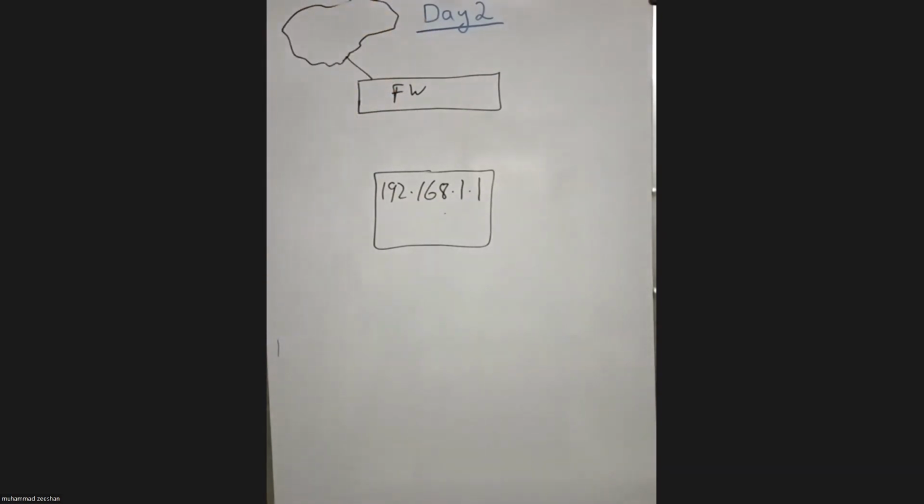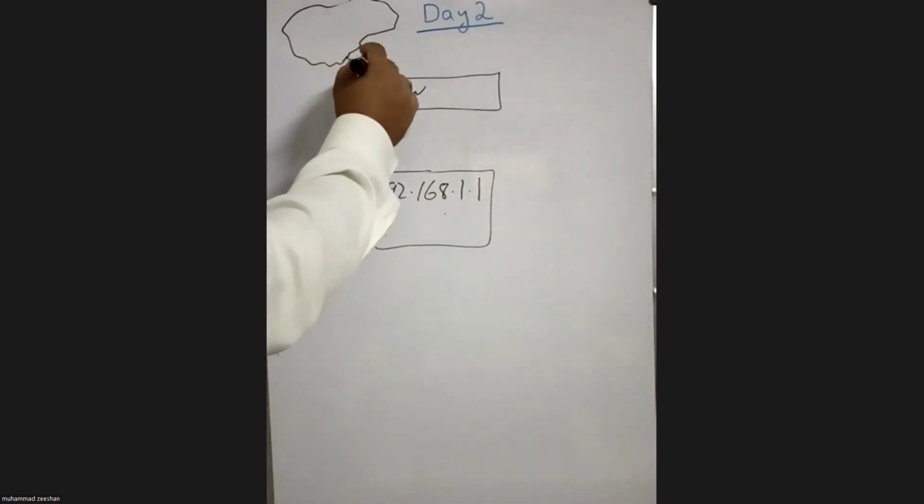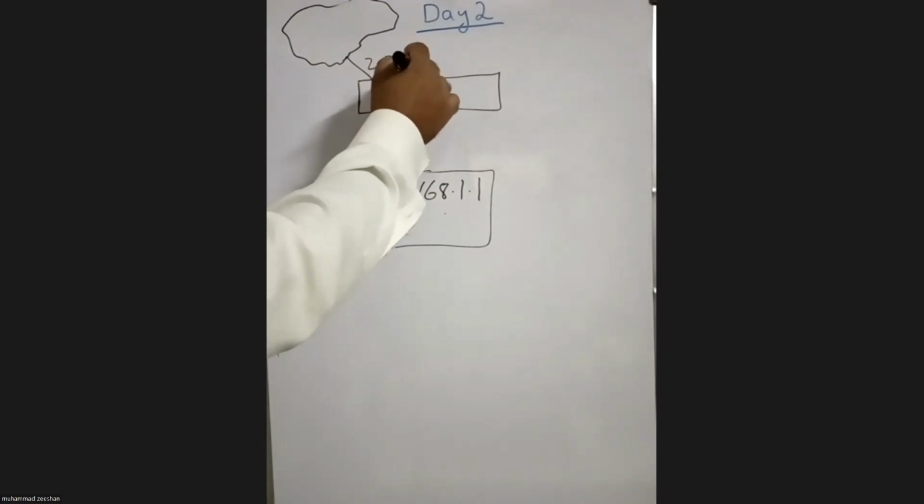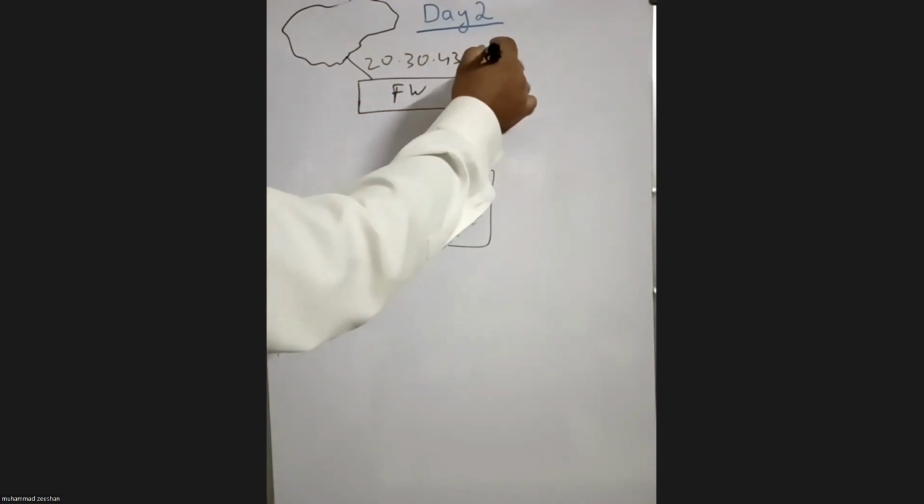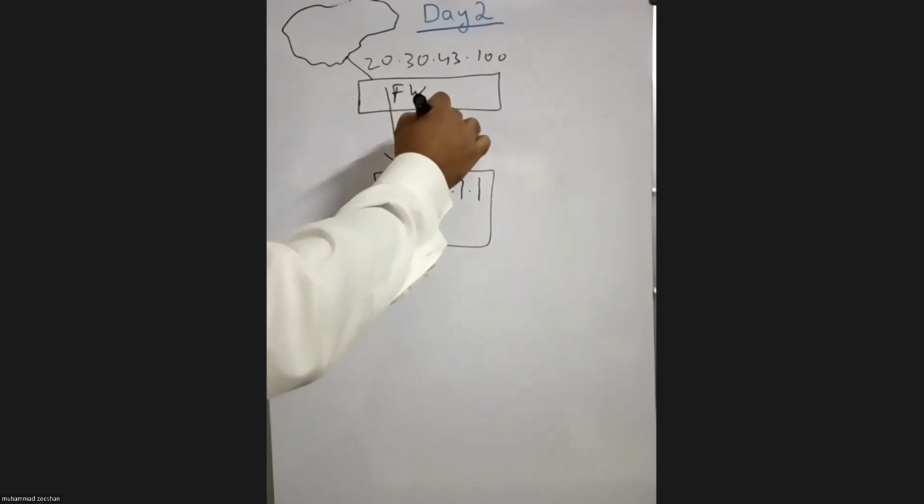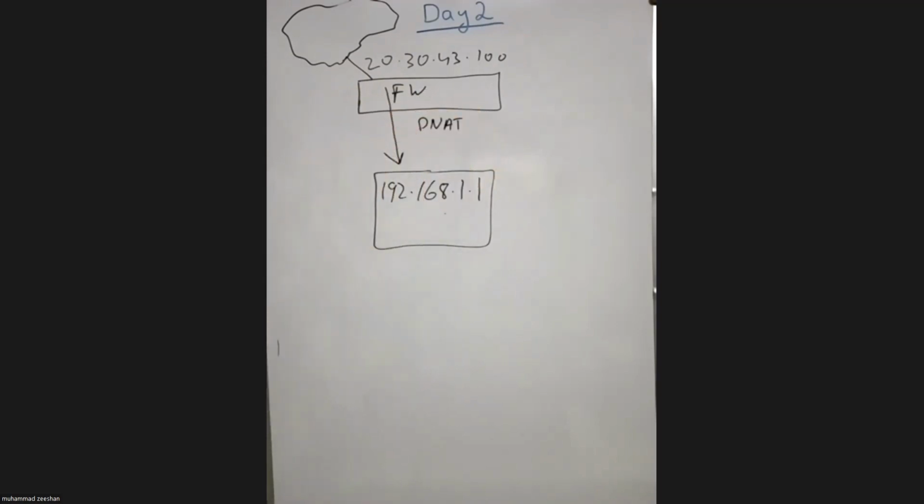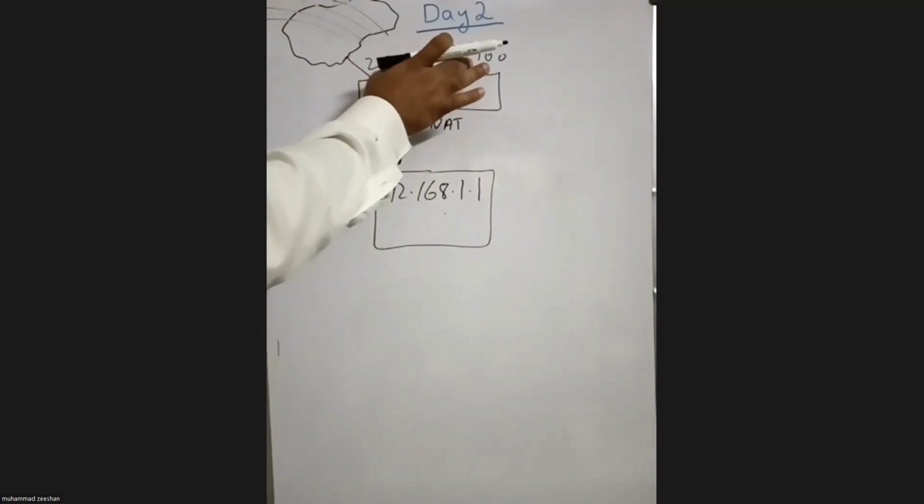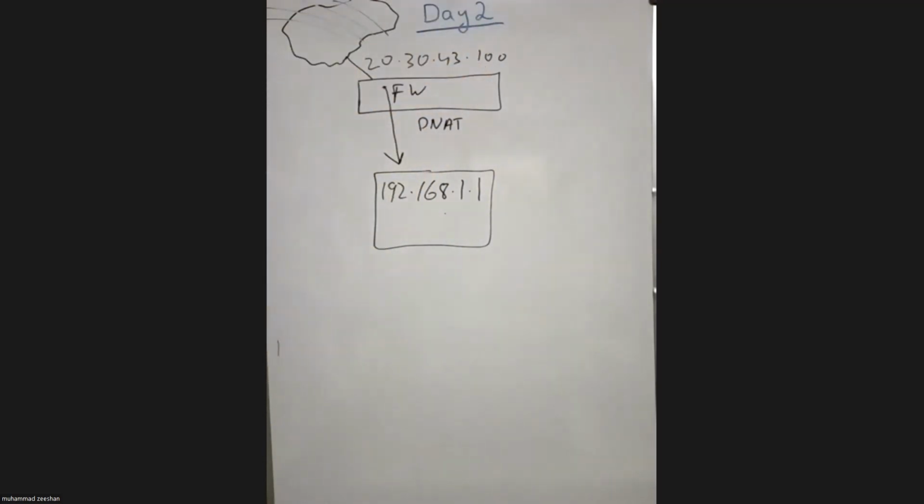So if someone wants to access my website, which is running on 20.30.43.100, the firewall will perform DNAT. I mean, the firewall cannot do it automatically. We have to configure it. So the whole world will come to this address, and the firewall translates that, holds all the addresses below, and converts the destination. That is destination NAT.